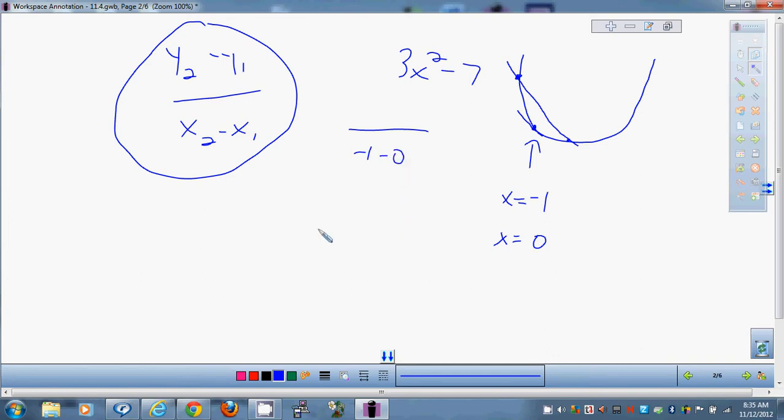How am I going to get the y value? How do I get y values when I'm given a function? Yeah, just plug them in, right? In function notation, isn't this exact same thing right here? Isn't that the exact same thing as f of x2 minus f of x1? Meaning, for this y value, you plug in the x2, and for this y value, you plug in x1 into our function, right?